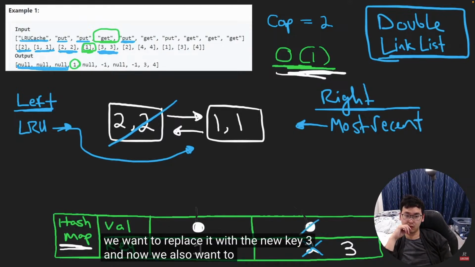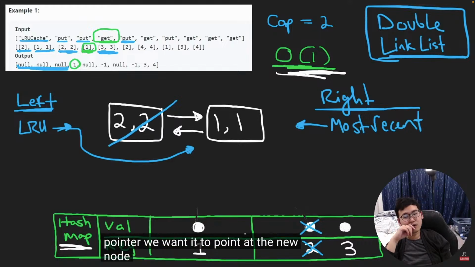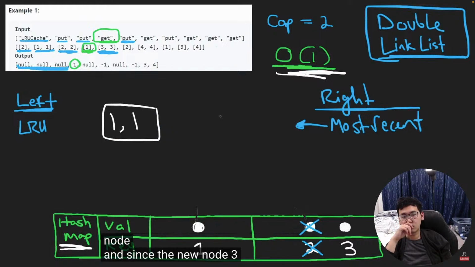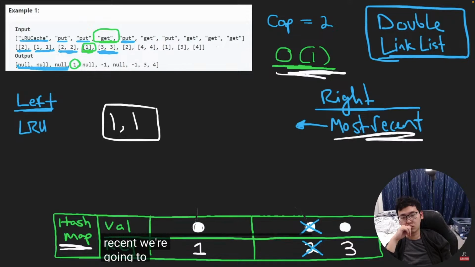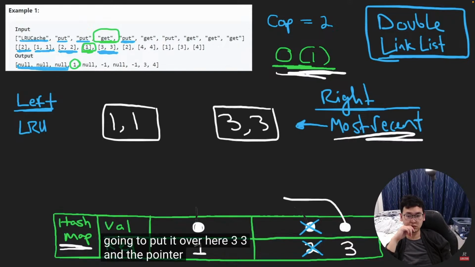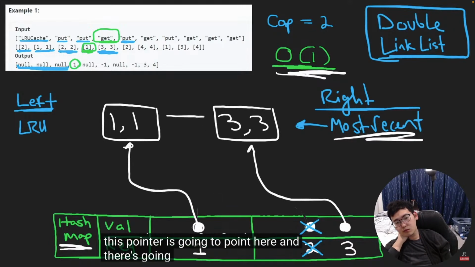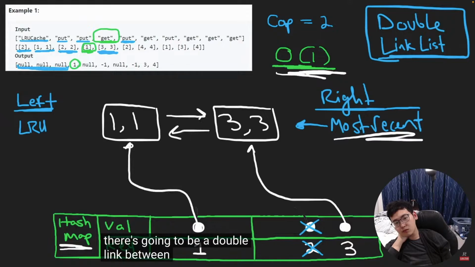And now we also want to update that pointer. We want it to point at the new node. And since the new node 3, 3 is the most recent, we're going to put it over here. 3, 3. And the pointer is going to point here. This pointer is going to point here. And there's going to be a double link between them. So this is basically the main idea.